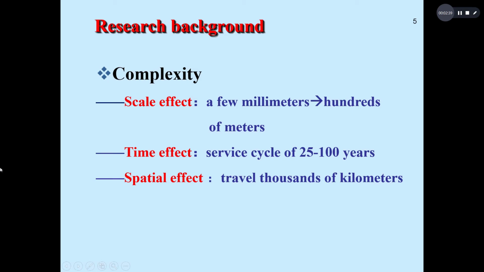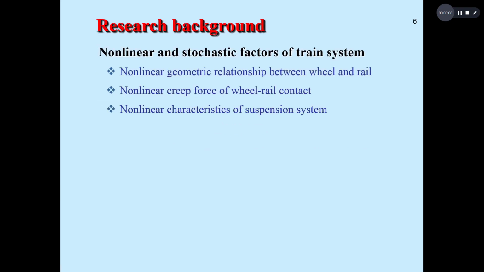So for the time effect, the service life of a railway line will be several decades, for example from 20 to 100 years of service cycle, and for the spatial effect, the train will travel thousands of kilometers, so it is very complex.